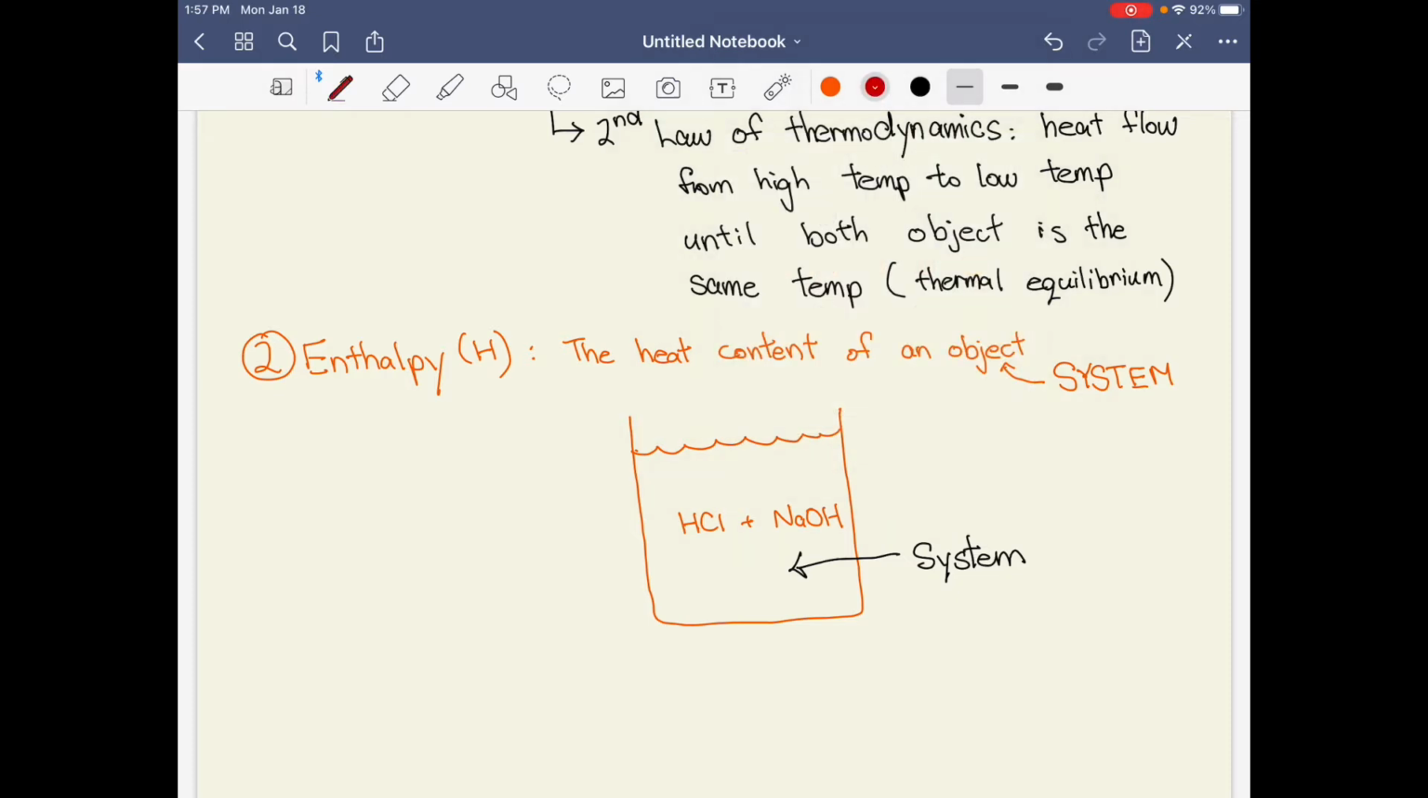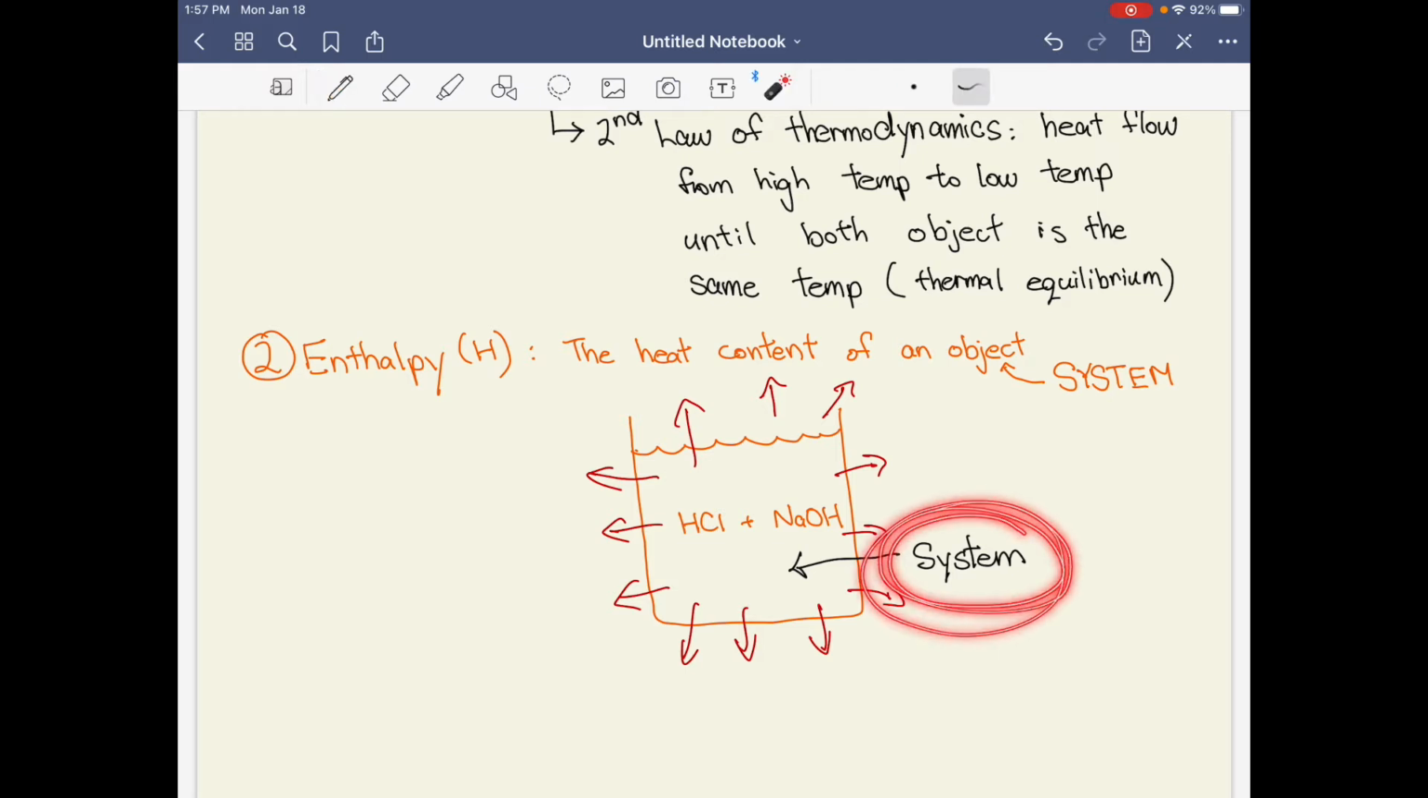Okay? This reaction actually makes the solution hot. So what I meant by that is that it releases heat. What I'm illustrating right here with these arrows is heat being released by the system to what we call the surroundings.